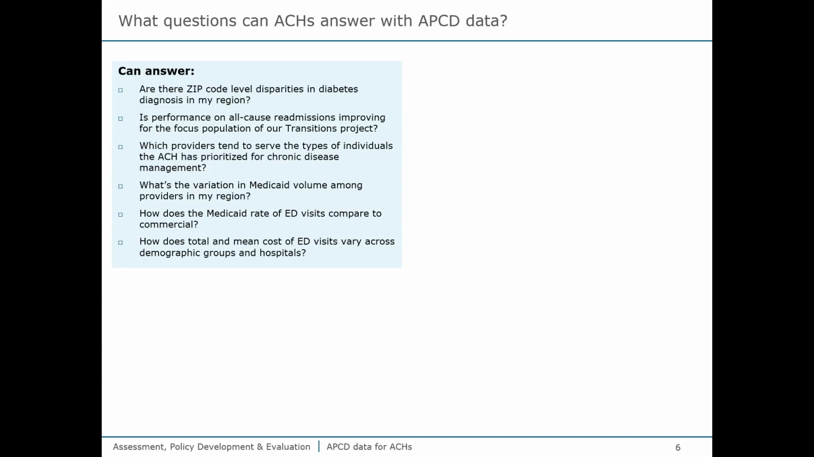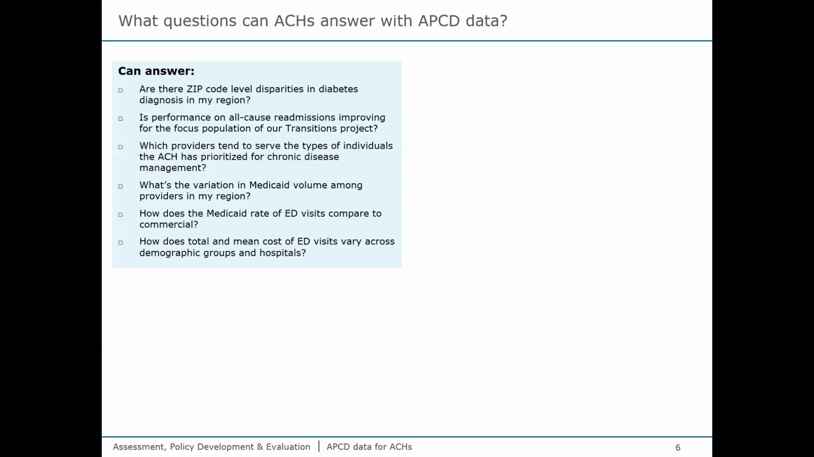Is performance on all-cause hospital readmissions improving for a given focus population? All-cause hospital readmissions, as many of you might be aware, is a performance measure for the Medicaid transformation. I'm not sure what's been covered on past webinars. Since we're choosing to focus on this measure through this strategy, is there any change in this measure? The data can be used to look at that, again keeping in mind that there's that 9 to 12 month lag.